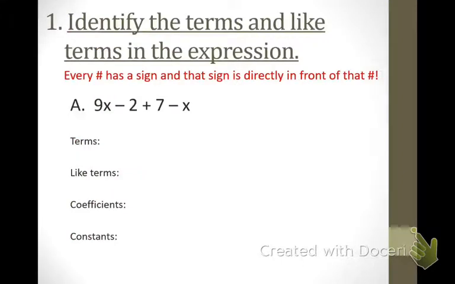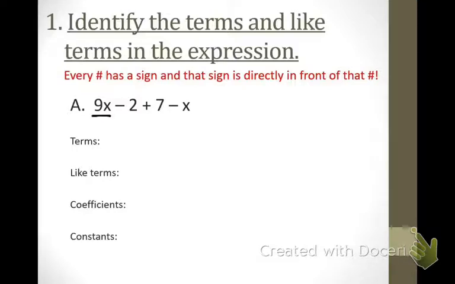For the next section, it asks us to identify the terms and like terms in the expression. But before that, you are writing something down in your red pen. Read me what that saying says. Every number has a sign, and that sign is directly in front of that number. This is something we talked a lot about in chapter 1 and chapter 2. Remember, if it looks like a minus sign in front of it, when you're subtracting a number, that is a negative number. So we're going to underline the things that look alike.